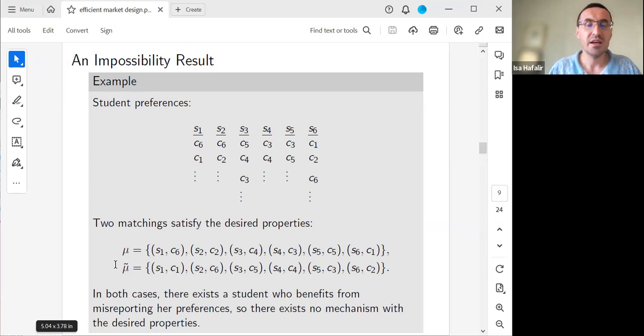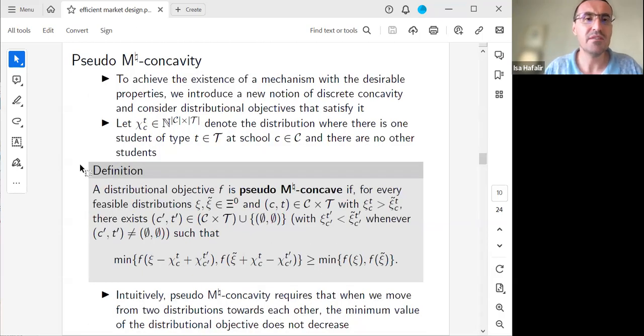So the question is, what is a sufficient condition on the distributional objectives, such that when the sufficient condition is satisfied, we have a mechanism that satisfies the 4 desired properties? The notion that we have is pseudo M natural concavity. Here we have a formal definition, but for a short presentation, rather than giving you the technical parts, let me tell you intuitively what it means.